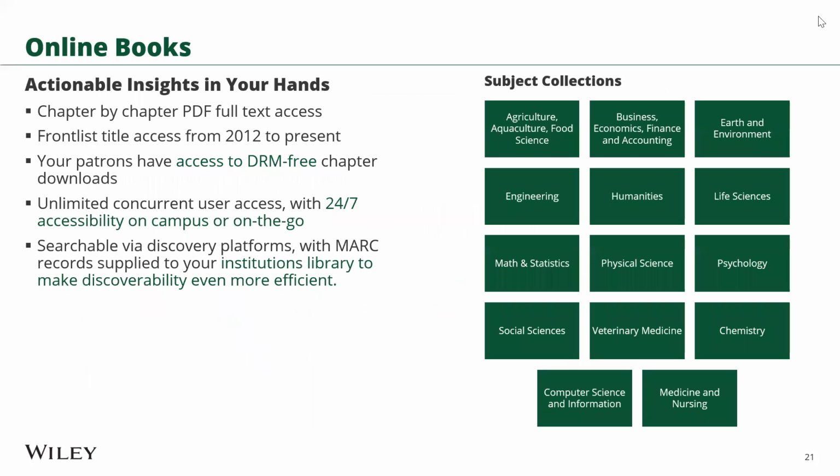And as I can go into a few more details, there's no DRM, which some other publishers have. We publish across all the major subjects that you could possibly think about. They're available all the time, 24/7, chapter by chapter PDFs. You can download the entire book and read it as you'd like. We don't have a lot of barriers between you and getting to the content for our online books.